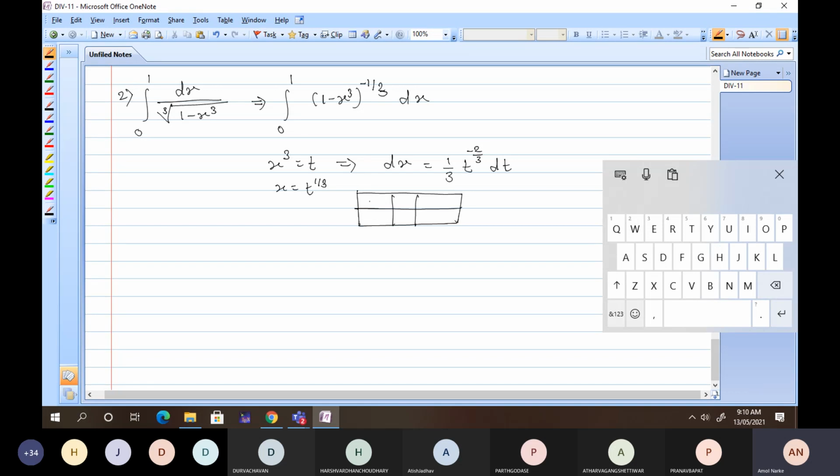Initially we have x, then we have t. So the x limits are 0 to 1. Substitute here, the cube just remains as it is. So the problem becomes integral 0 to 1, 1 minus as it is. Instead of x cube we have t raised to minus 1 by 3, kept as it is, into dx. What is the value of dx? dx becomes 1 by 3 t raised to minus 2 divided by 3 into dt.